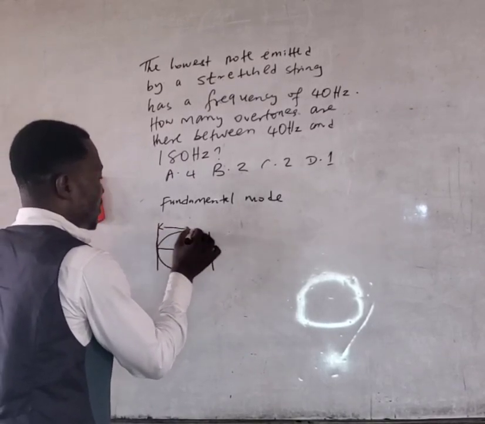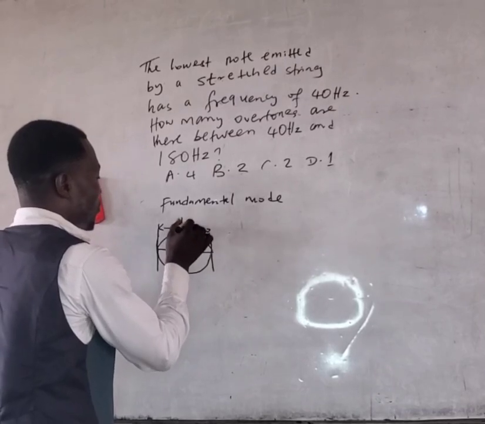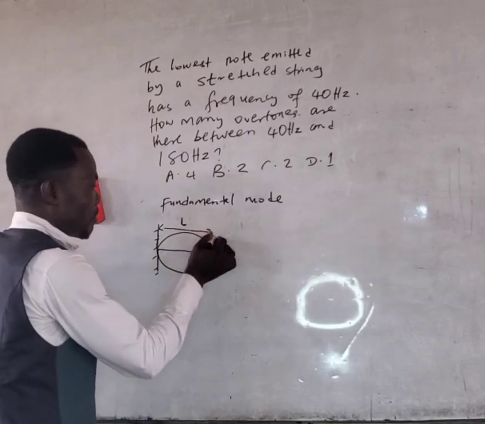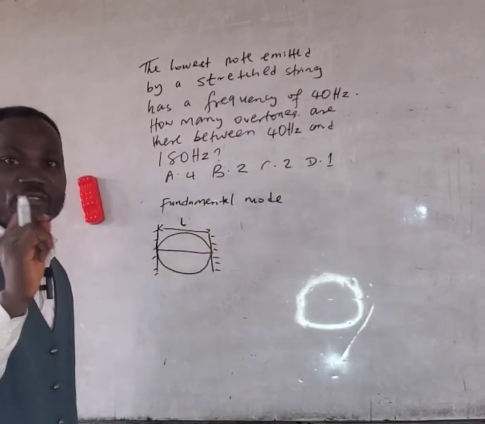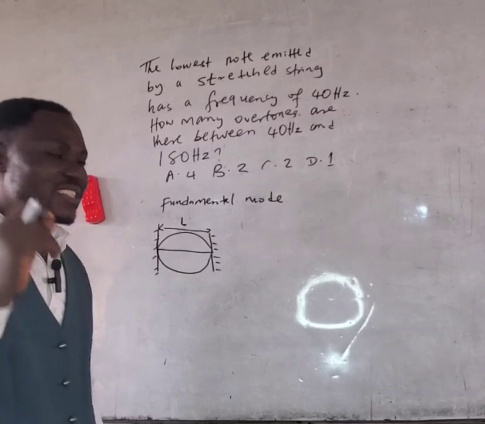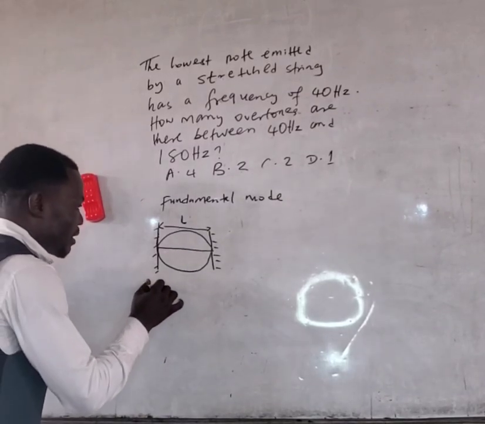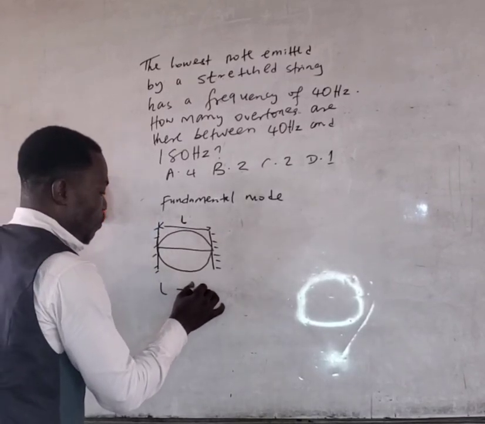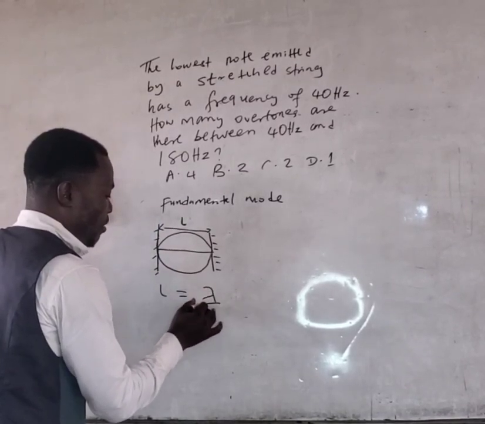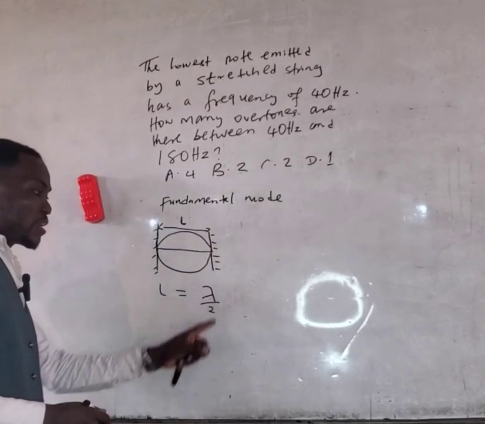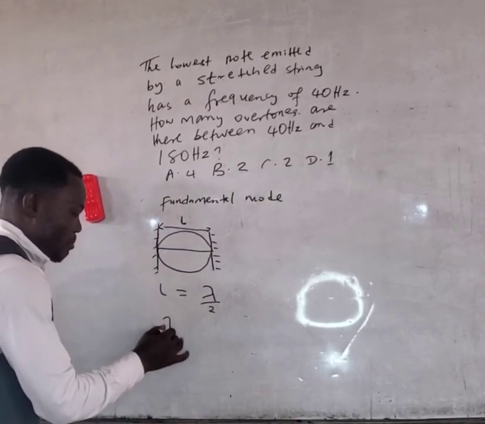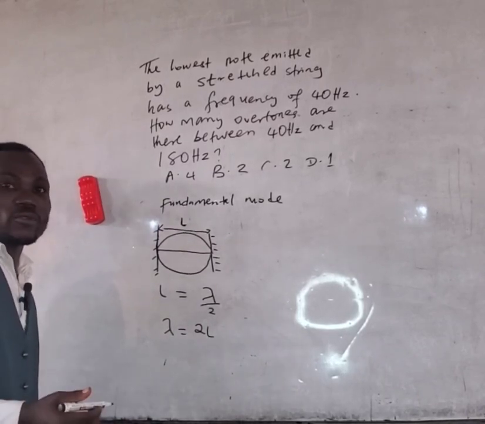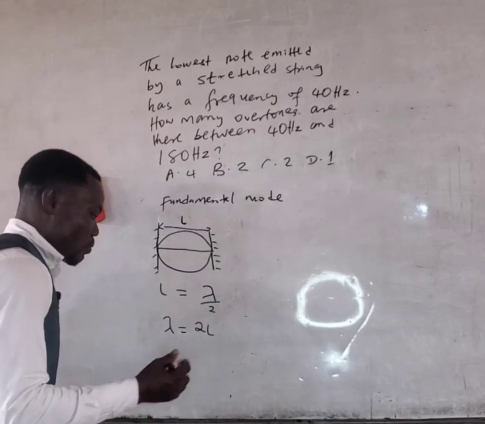And here to here represents the length of the string. So we have just a loop, which is half of a wavelength. So here we can see that the length of that string is equal to half of the wavelength. So if I make the wavelength the subject here, we can see that lambda, the wavelength, is equal to what? 2L. Are we following?